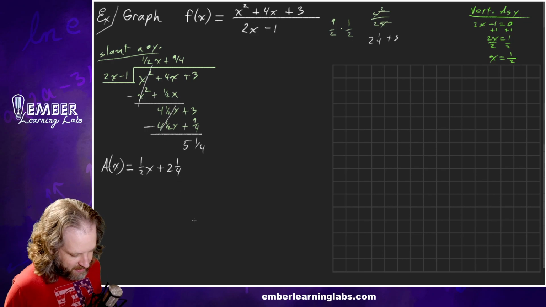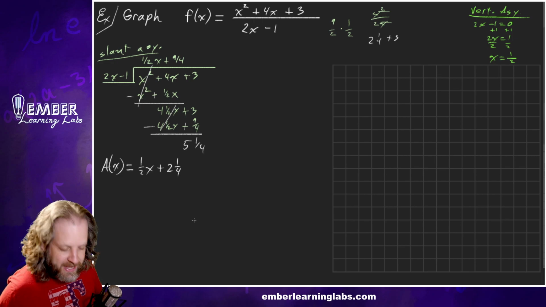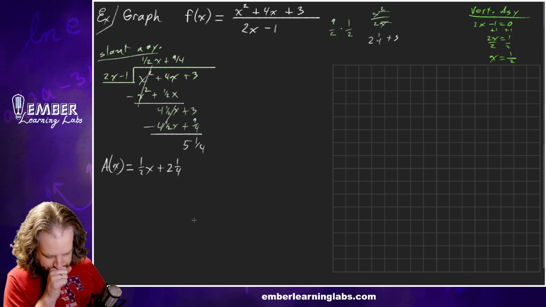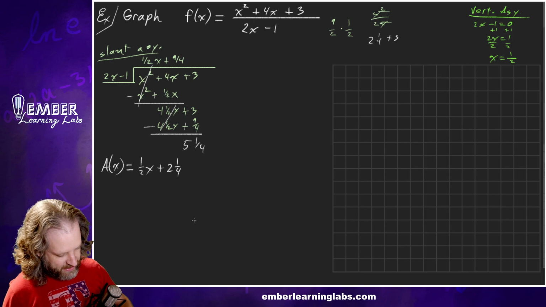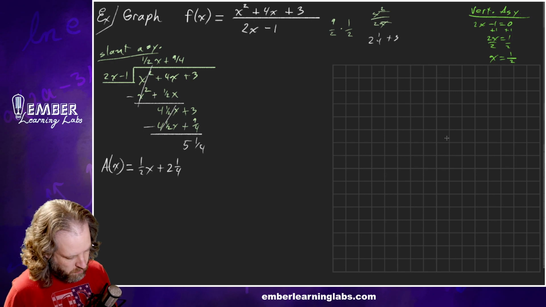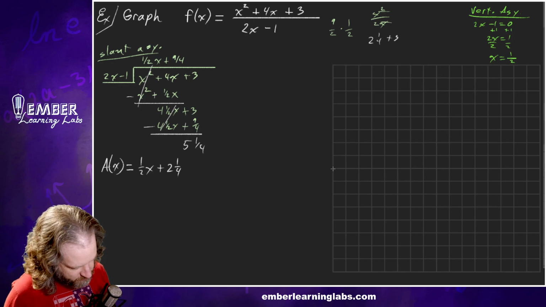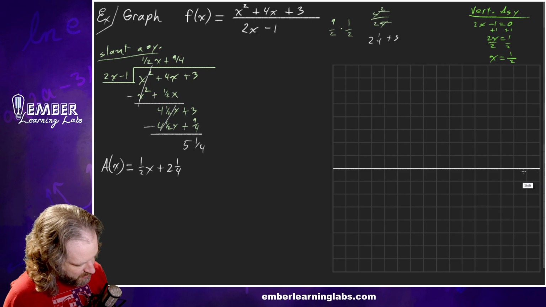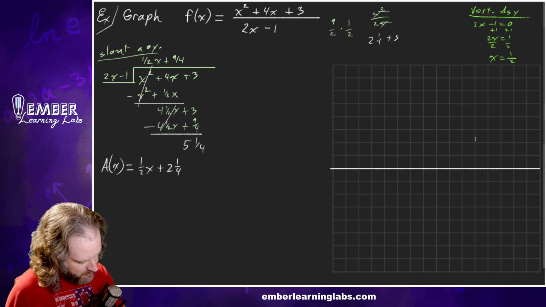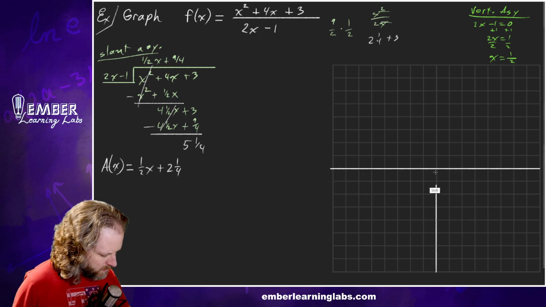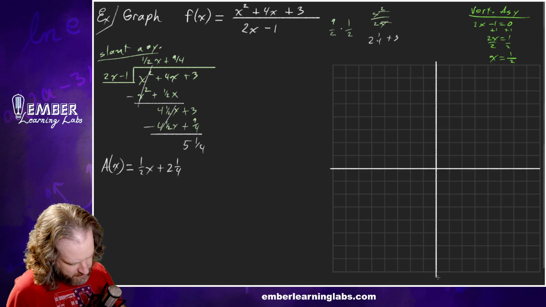So let's get our axes on here and let's get this slant asymptote drawn on there as best we can with it being a little bit ugly, right? So let's go ahead and draw the axes right here. That looks fine. And then right here, that looks fine.